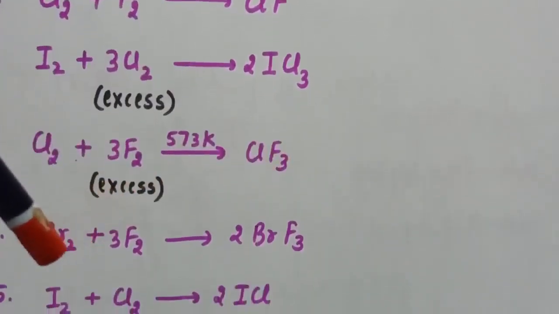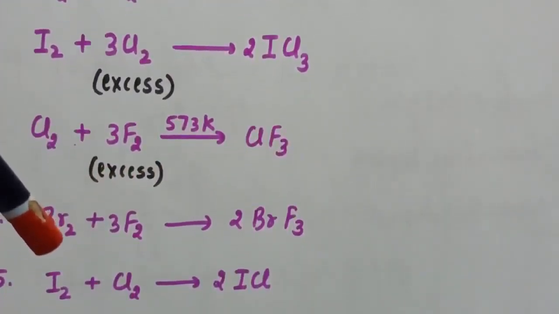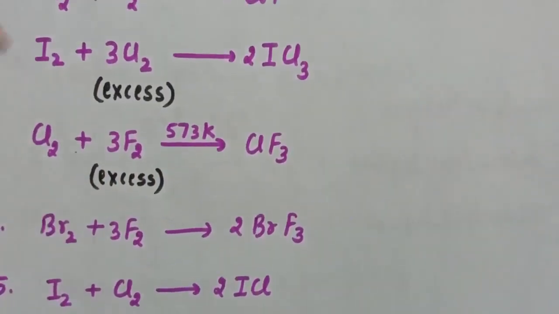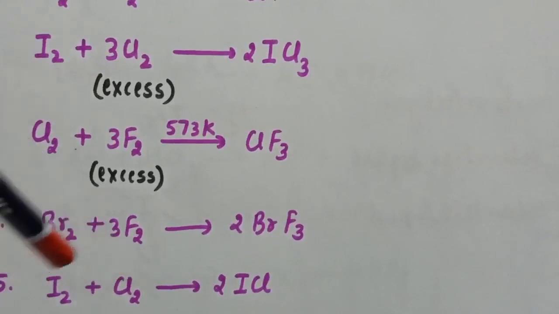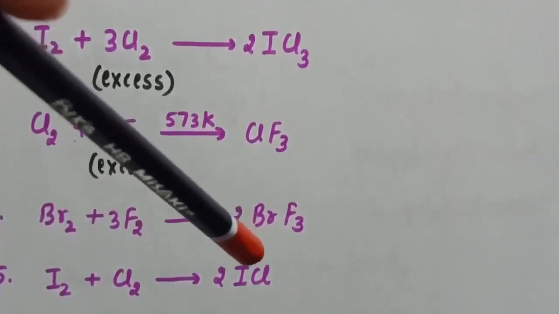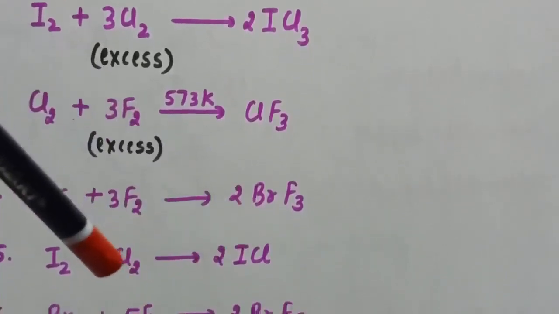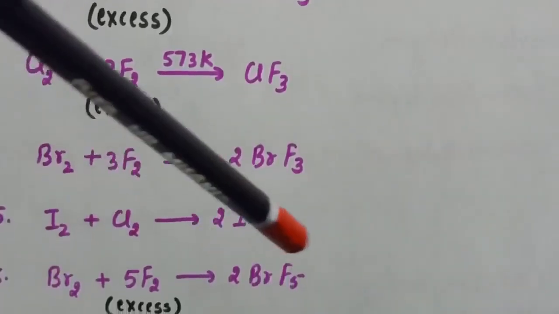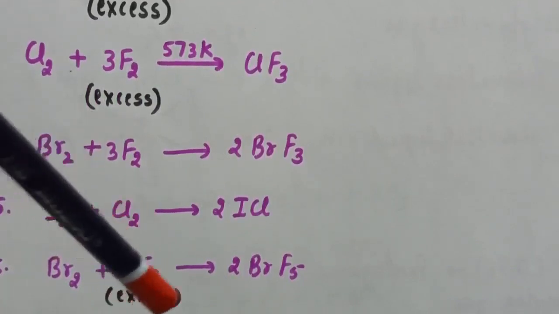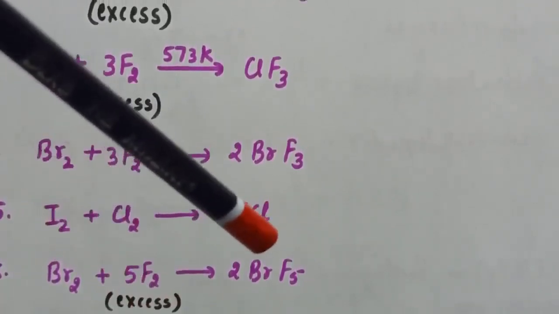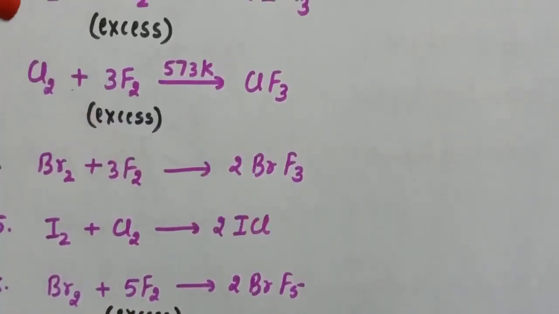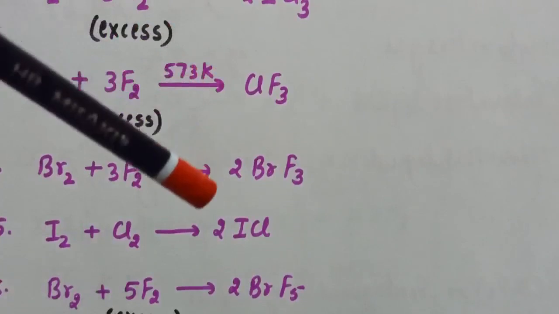Next preparation is if we treat I2 and Cl2 in equimolar proportion, then here we are getting ICl, which is again an interhalogen compound. Next preparation is that of BrF5, if we take Br2 in presence of fluorine, and here fluorine is in excess. So here we are getting BrF5, which is an interhalogen compound. So these are the preparation of some of the interhalogen compounds.